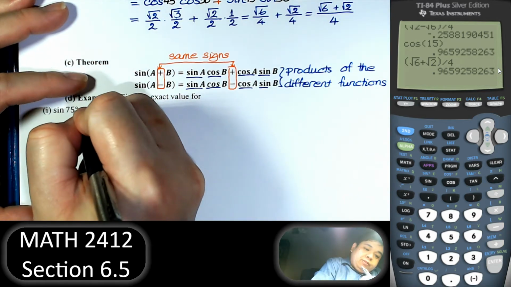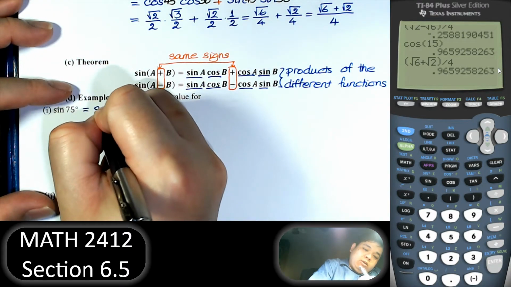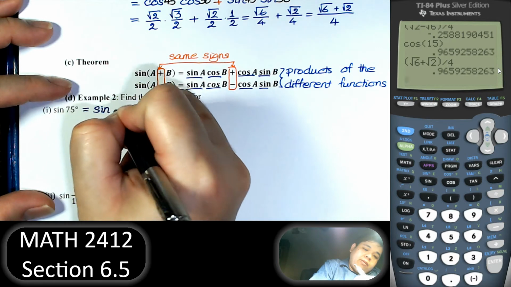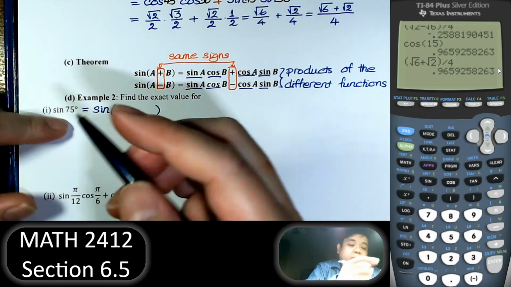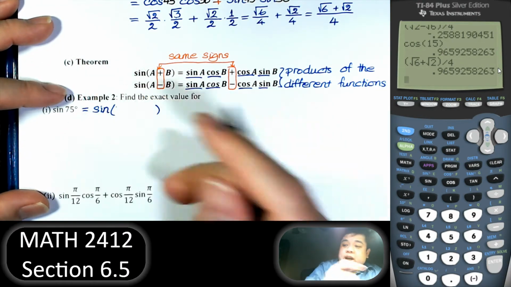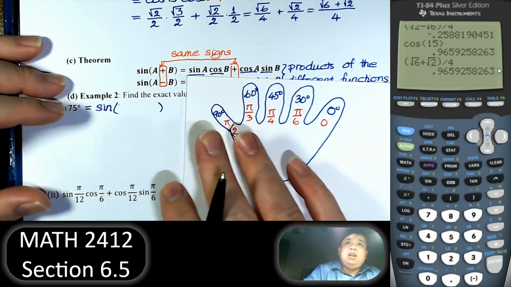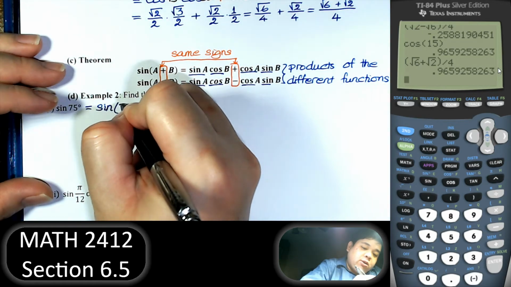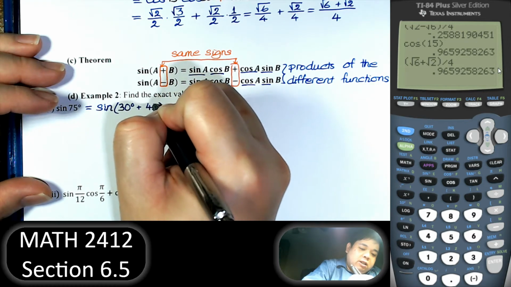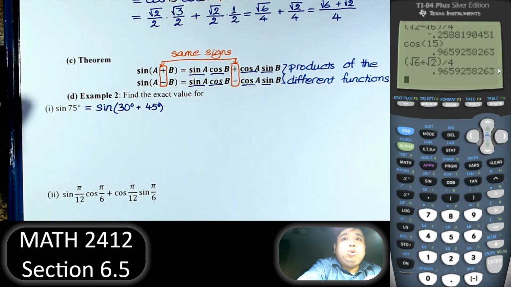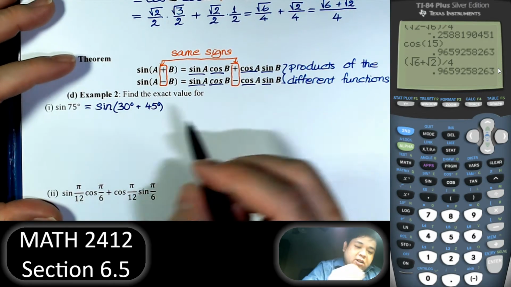Now let's look at this. Sine 75 degrees. We can write this as a sum. Once again, 30 and 45. We can only break the angles if we want to know the exact values 0, 30, 45, 60, and 90 and the multiple of those angles. So we use 30 degrees and 45 degrees. Of course, we could use something like 120 degrees minus 45, but this is the more direct.